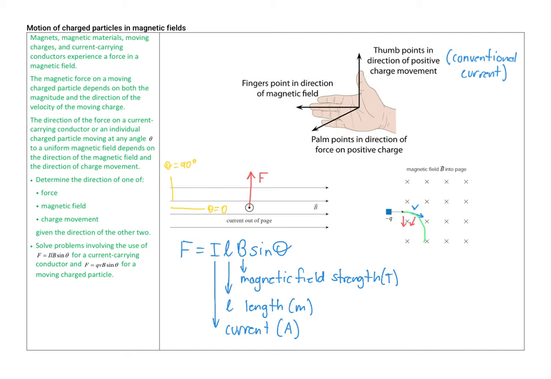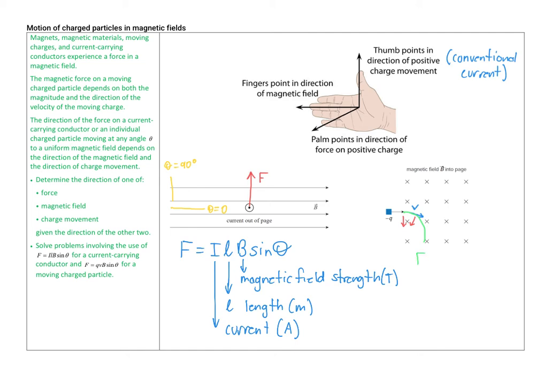And then for a charged particle moving through a magnetic field, instead of using basically IL, which is current times length, we use charge times velocity. Now, if you think about it, current times length is coulombs per second times meters, and charge times velocity is coulombs meters per second. So it's really two different ways of saying the same thing.